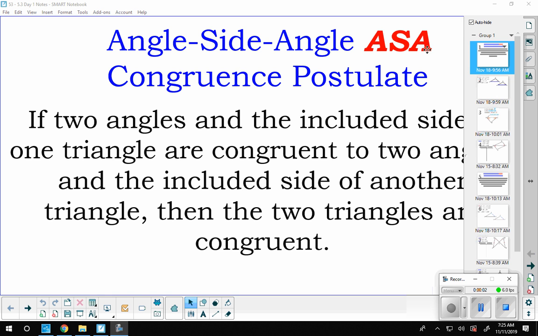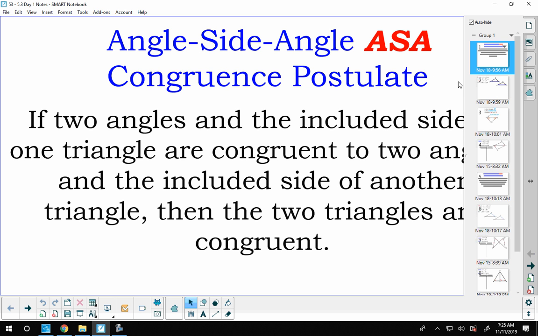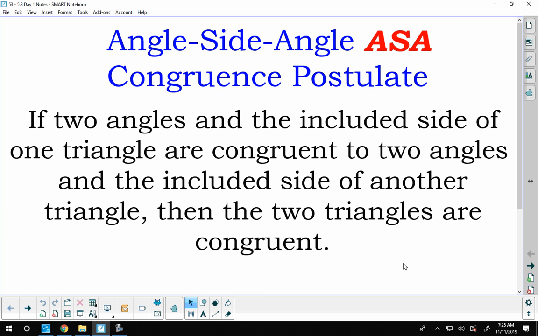Section 5.3, we're going to talk about the angle-side-angle congruence postulate and the angle-angle-side congruence theorem. These are the second two postulate and theorems that we're going to look at to show that two triangles are congruent. So if two angles and the included side of one triangle are congruent to two angles and the included side of another triangle, then the two triangles are congruent.